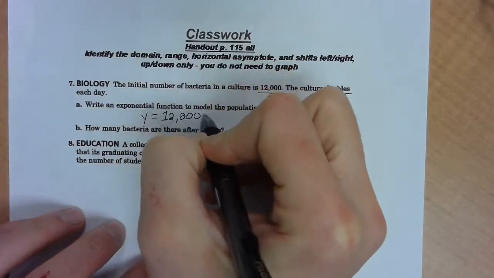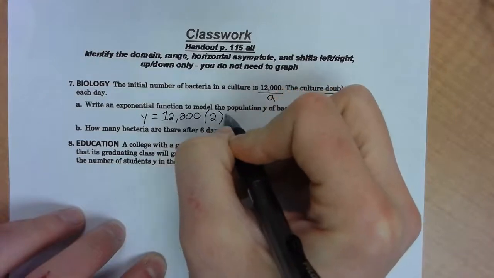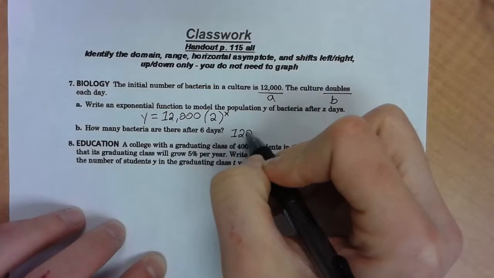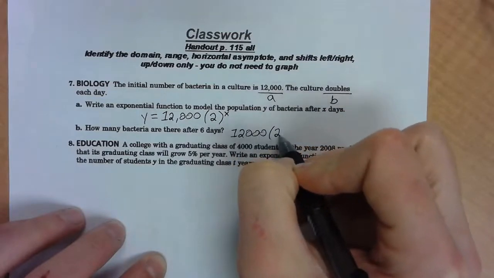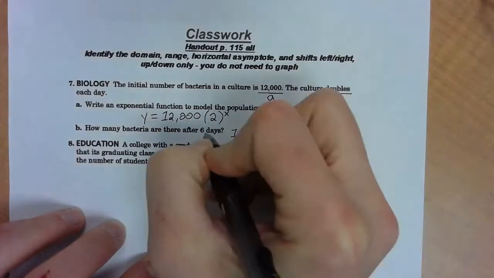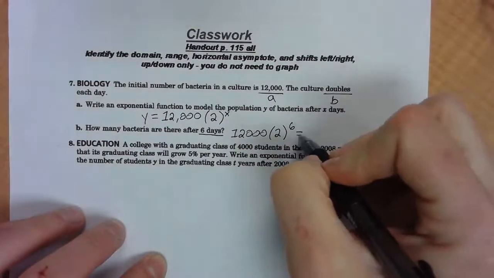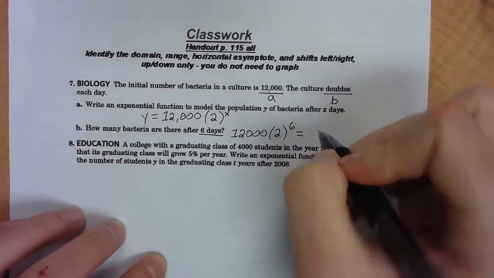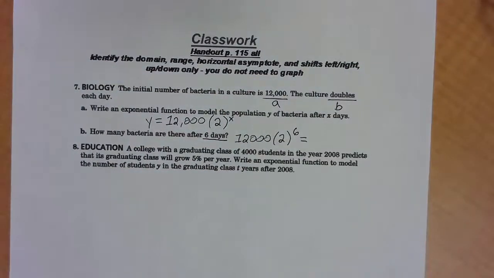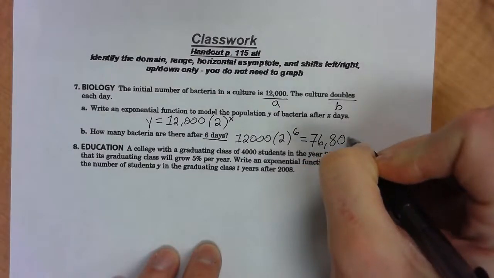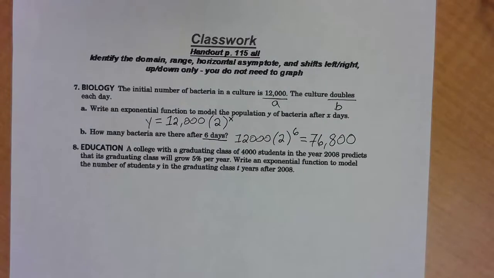12,000 times 2 to the x, meaning that we can just do 12,000 times 2 to the 6 for 6 days. And we are going to put that right into our calculator and find that the answer after 6 days would be 76,800 bacteria, increasing very, very rapidly.